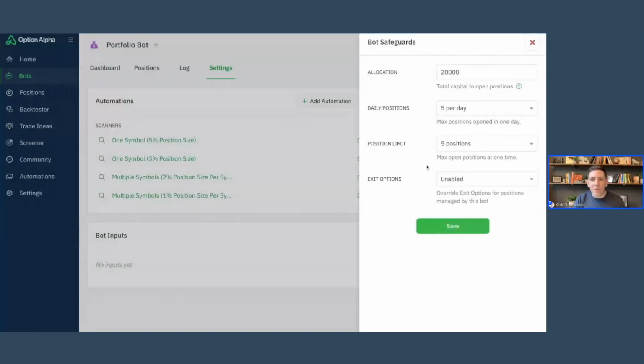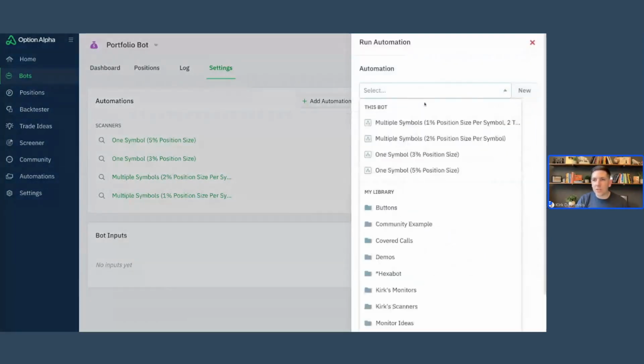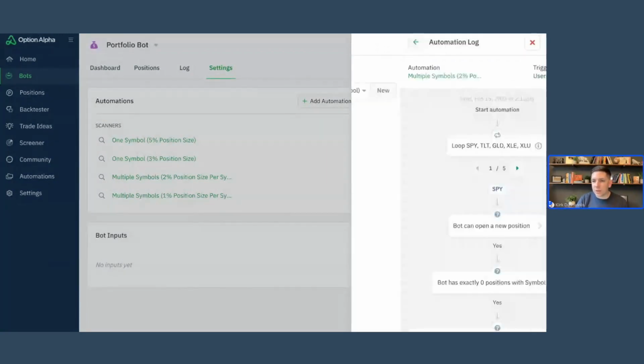And you want 5 positions in total. So here's what we're going to do. We're going to save this, and then we're going to run that automation. So we're going to click run, and then we're going to click 2% position size per symbol. And we're going to run this automation. Let it run.